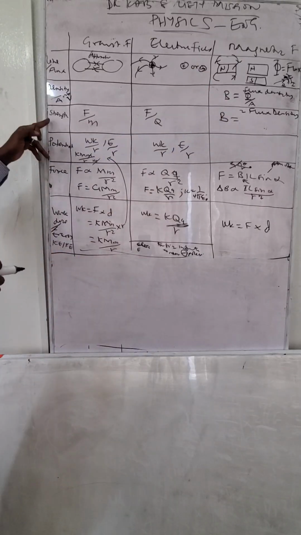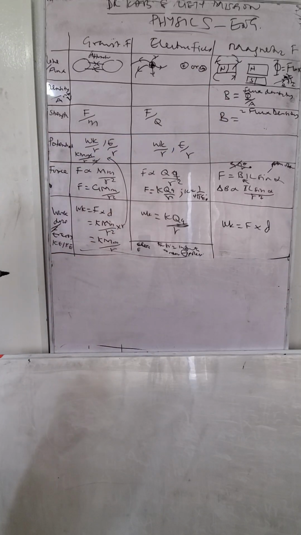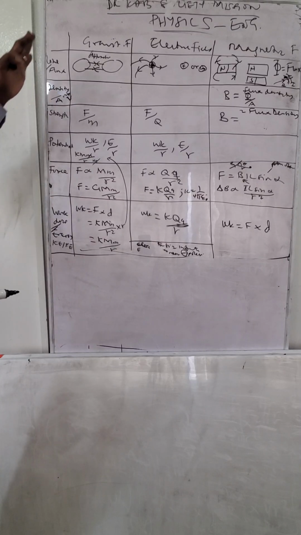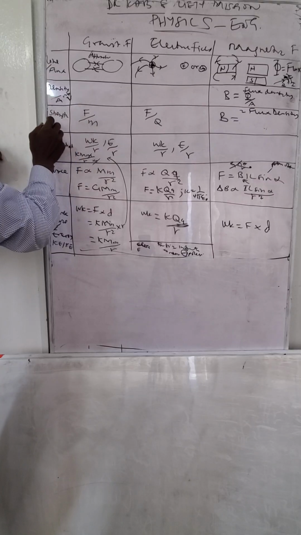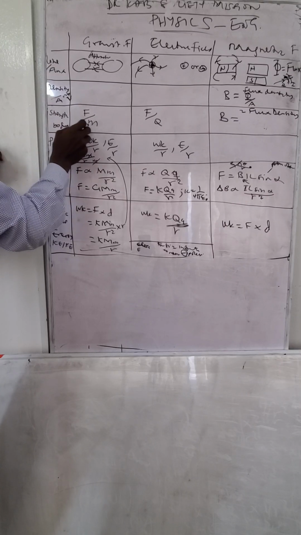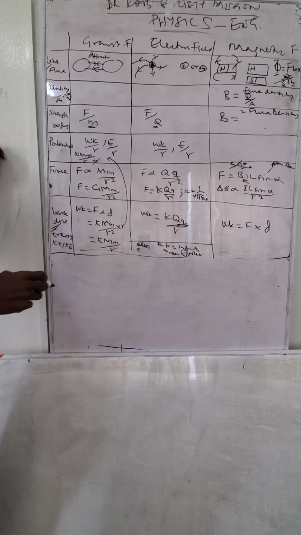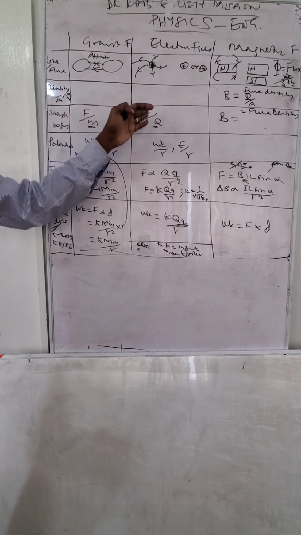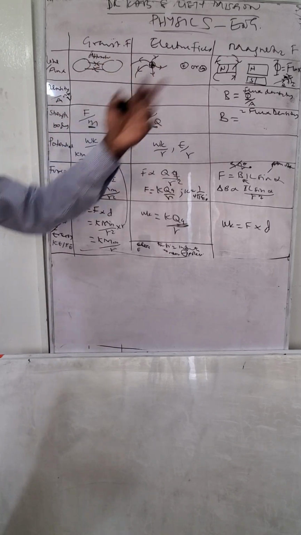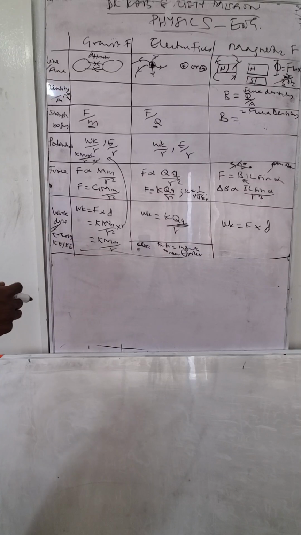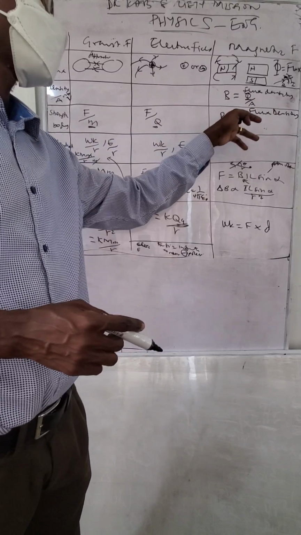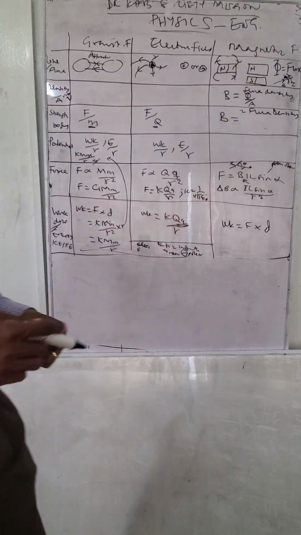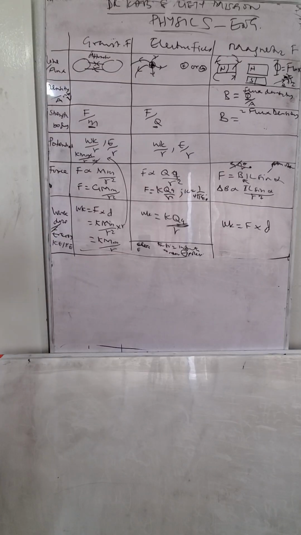Now, when it comes to strength, we usually will be comparing with the body. Here is the body that we're talking about. The body can be mass or can be charge. So the force per mass or force per charge will give you the strength, and of course that will be proportionate to the flux density for the magnetic field.